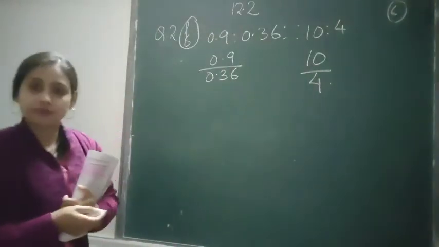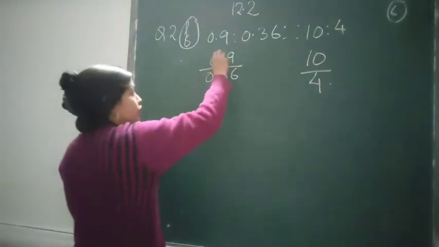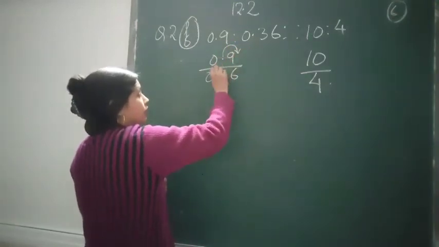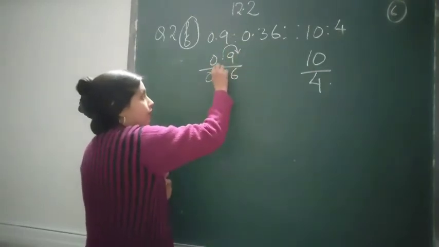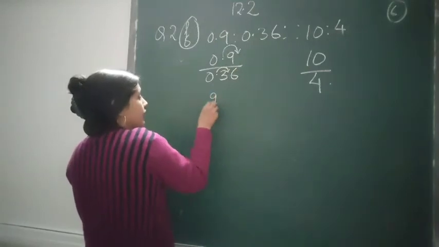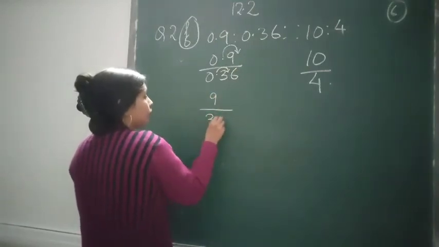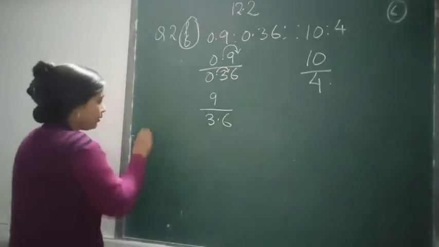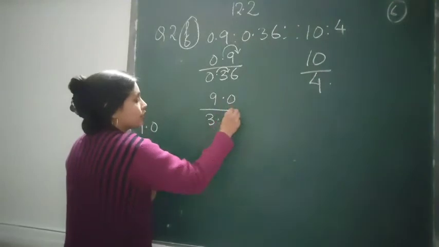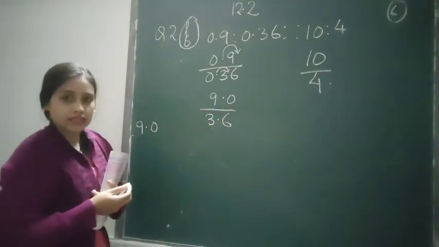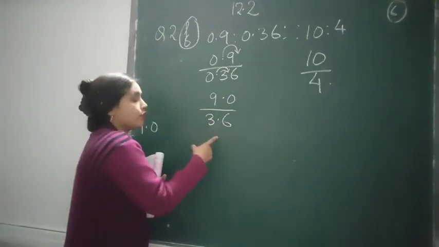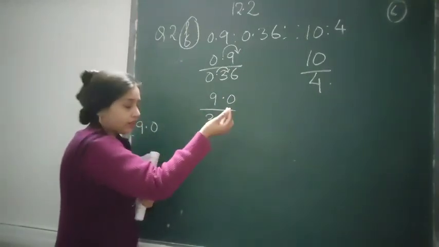So here we need to shift the decimal. We shift one decimal here, in the numerator we have to do it here also. One place decimal shifting. So this gives us 9 by 3.6. Actually, it gives us 9.0 by 3.6. But when you see the denominator, you have not shifted your decimal completely.